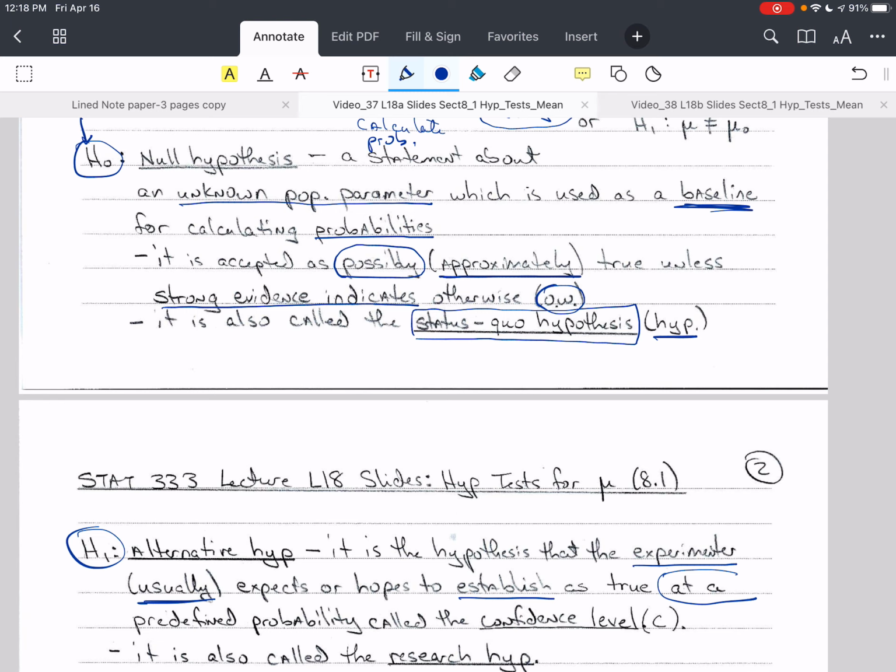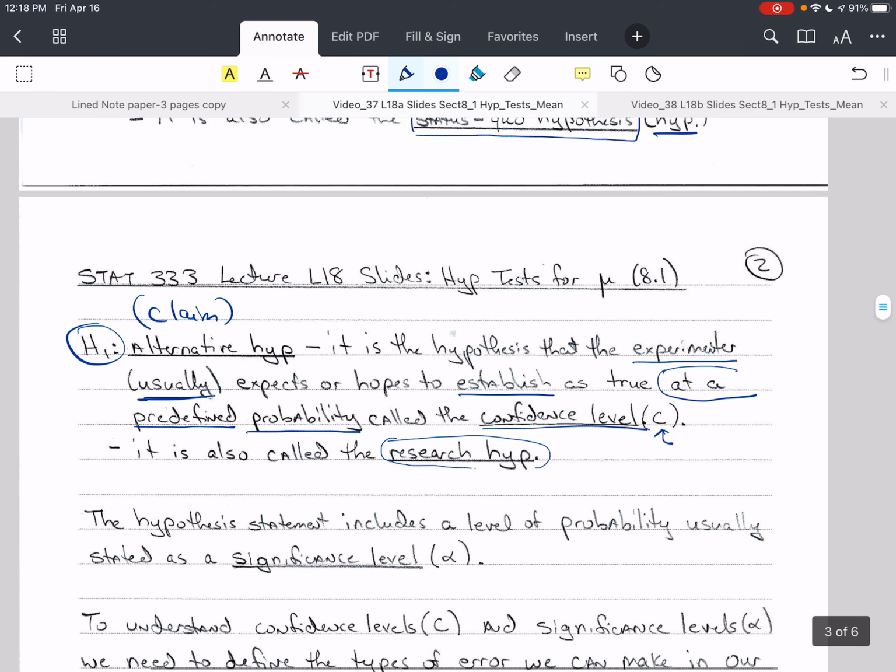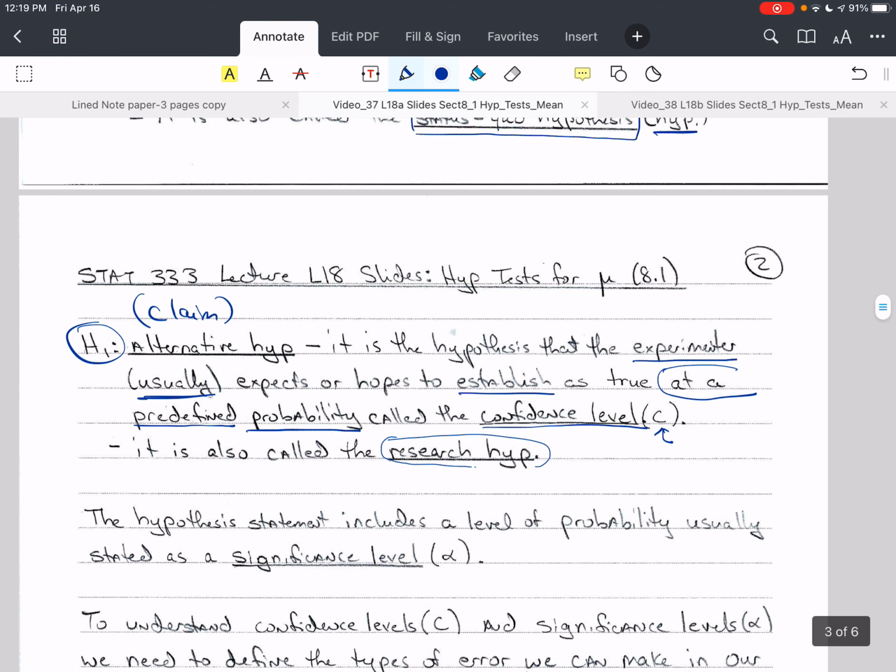We want to establish this claim or alternative hypothesis, I'll write claim up here, at a predefined or predetermined probability, which is called the confidence level, and I'm going to use capital C for the confidence level in this course. I don't think our book does, but I will. This is also called the research hypothesis, okay? What we're researching or trying to prove. So the hypothesis statement needs to include a level of probability, usually stated as a significance level, which is alpha, okay?